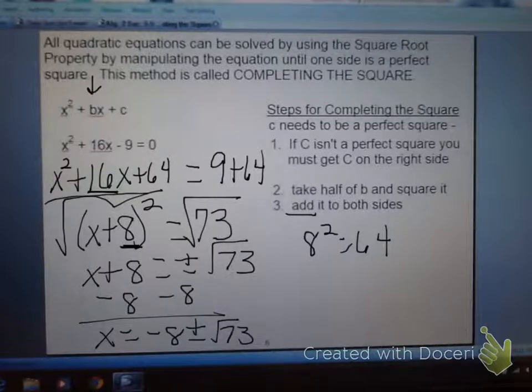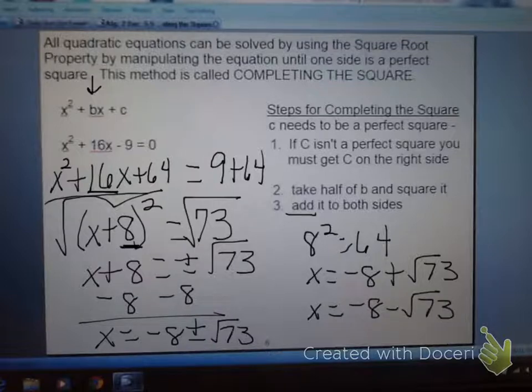I am fine with you leaving it like that. You could split it to say x is equal to negative 8 plus the square root of 73, and x is equal to negative 8 minus the square root of 73. If it doesn't say to round it, leave it in radical form. If it says to give some sort of approximation, then you would get a decimal answer.